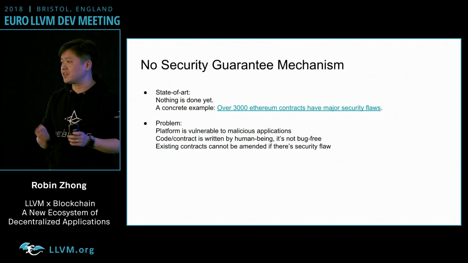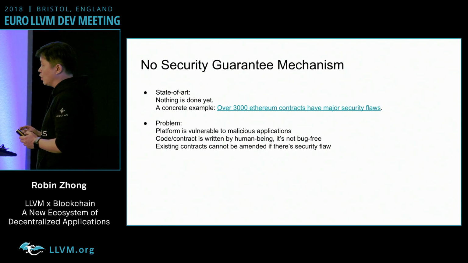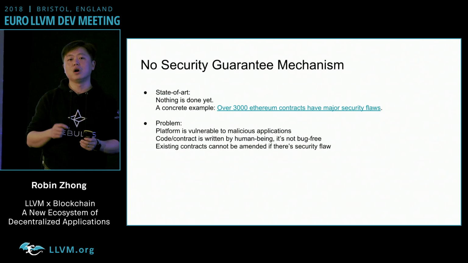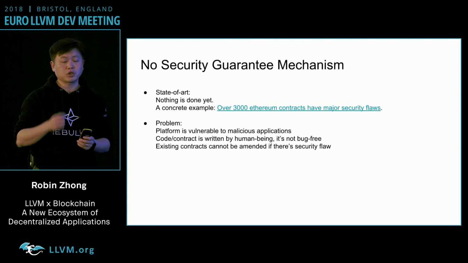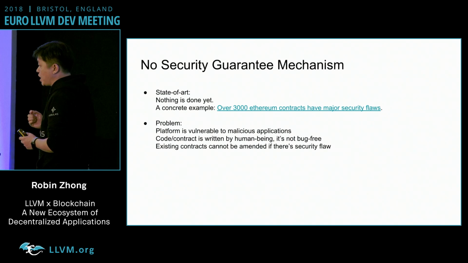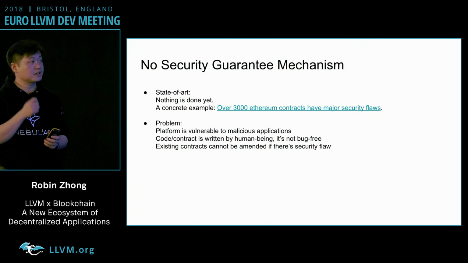But I think as human beings, it's very hard to write bug-free code. So we definitely need to provide some tools to help them write more secure code, not only for the smart contract, not only for the application, but also for the blockchain, to protect their assets, their data. So that's a problem.